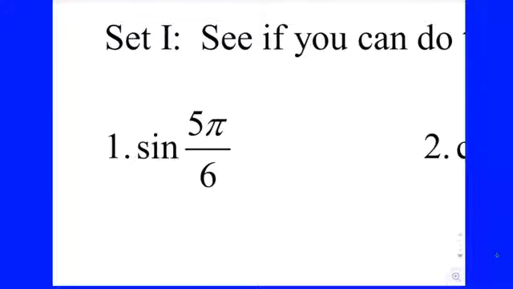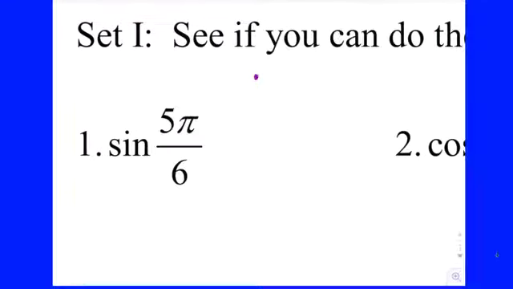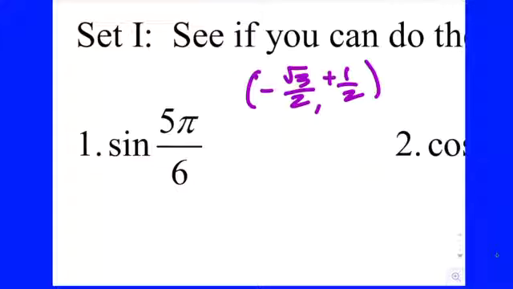So again, here's how I quickly do them. Sine of 5 pi over 6, immediately I think pi over 6, and I'm thinking square root of 3 over 2, 1 half. Now 5 is just less than 6, so it's just less than pi. It puts me in quadrant 2. To get to quadrant 2, I go left and up. So there's my ordered pair. Sine is y, 1 half. Done.